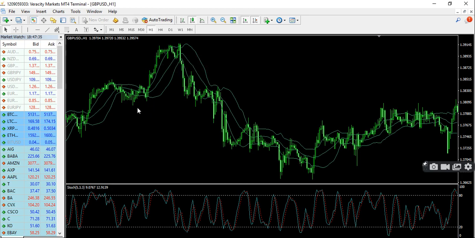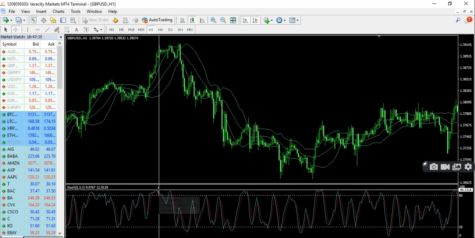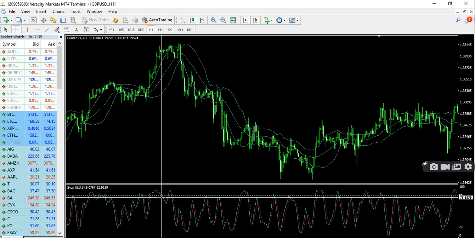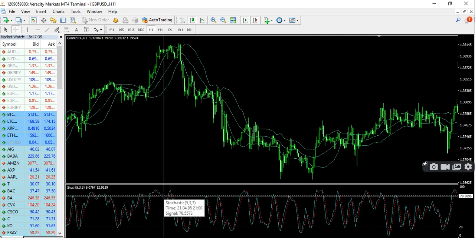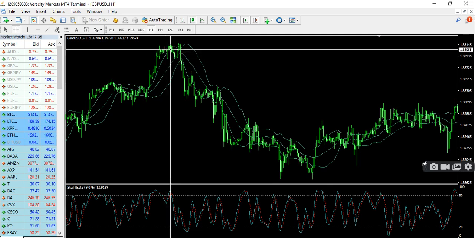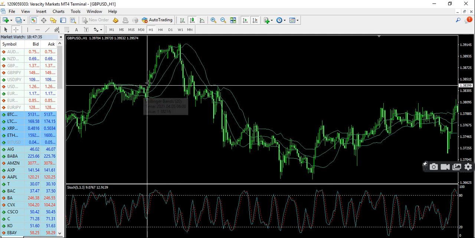So guys, here what we have to do, to make sure that your entries are always accurate, is look for where the stochastic creates a crossover. As you can see, it was at this point. This point here, you can see it was somewhere here, and then this point, it was somewhere here.